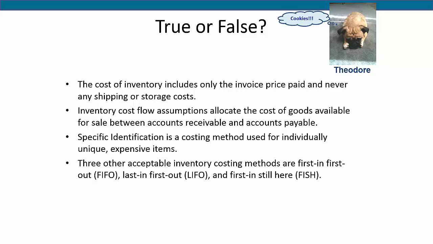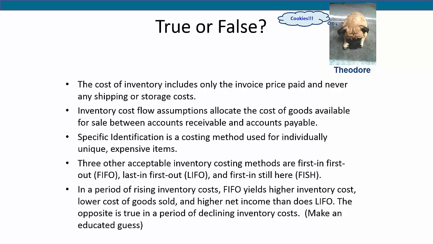3 other acceptable inventory costing methods are first in, first out, FIFO, last in, first out, LIFO, and first in, still here, or FISH. In a period of rising inventory costs, FIFO yields higher inventory cost, lower cost of goods sold, and higher net income than does LIFO. The opposite is true in a period of declining inventory cost. Make an educated guess here.